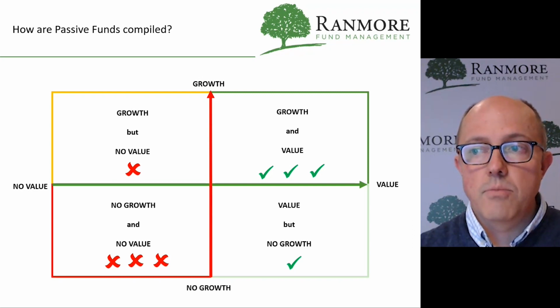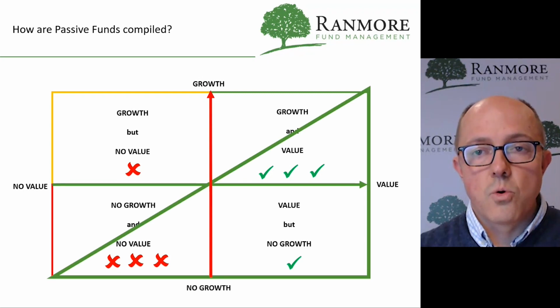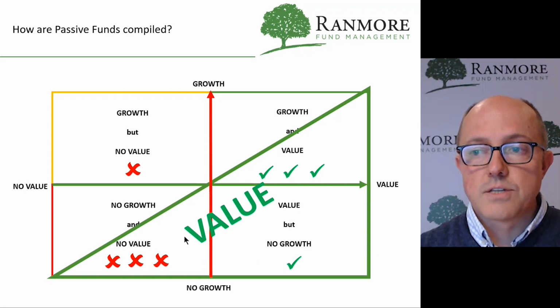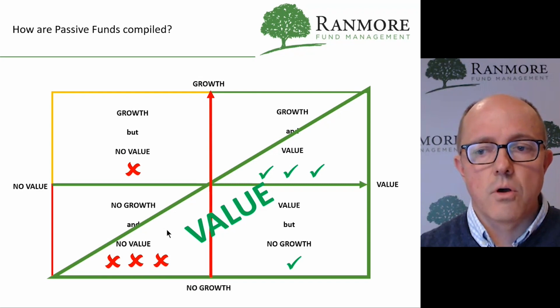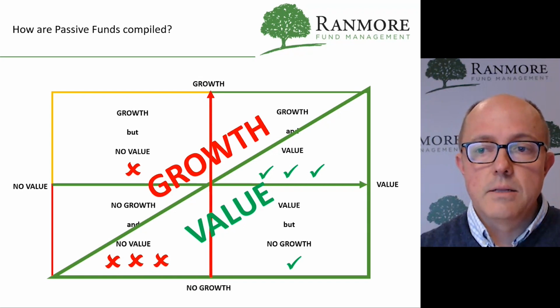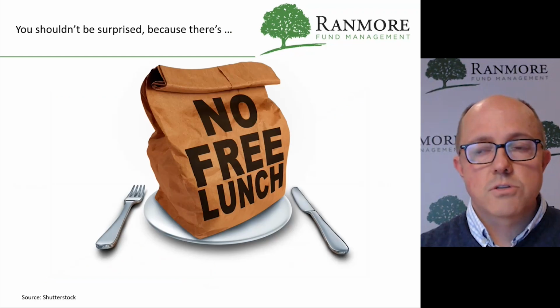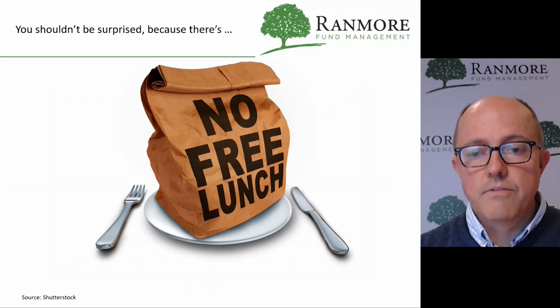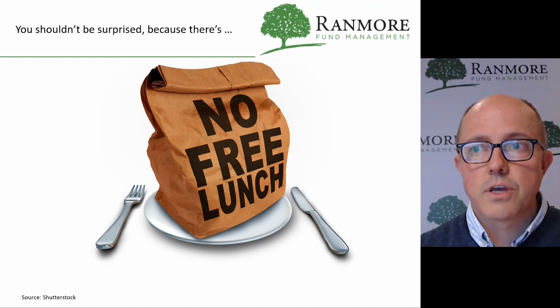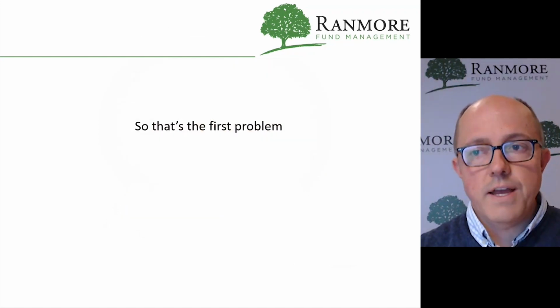Now, what's the problem? The problem is that, as you saw, all companies have to get allocated. And so if you divide the quadrants like that, which is what happens, it means that value comprises a little bit of the growth and value, which is the quadrant you really want, and a little bit of the quadrant that you don't want, which is no growth and no value. And growth has a little bit of the no growth and no value, and a little bit of the growth and value. Okay, now that shouldn't really surprise you, because there's no free lunch. And if you're going to just invest in the index, well, not all those companies in the index are going to tick the box. So that's the first problem.